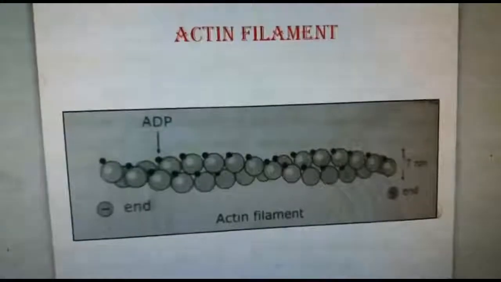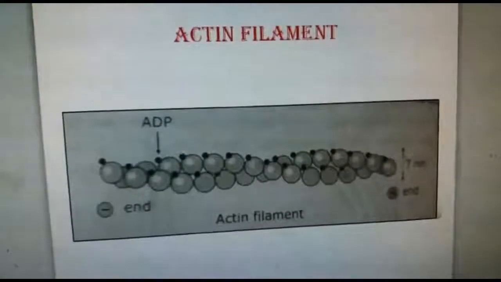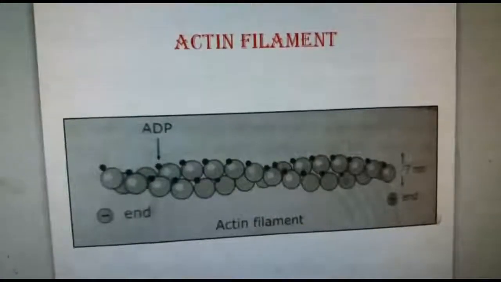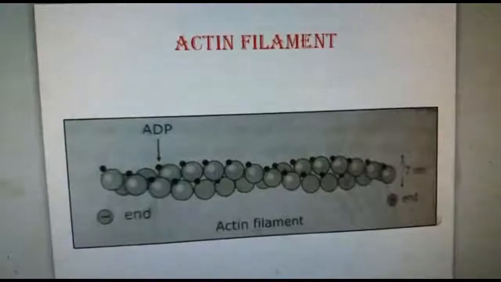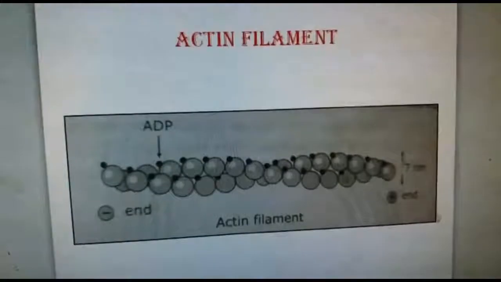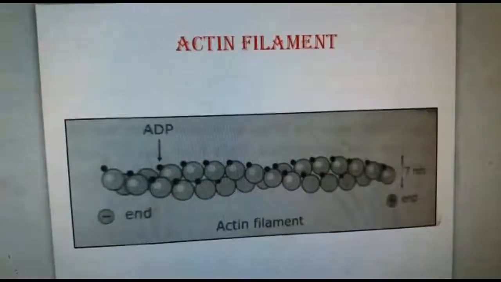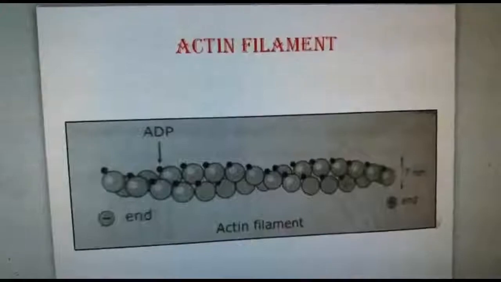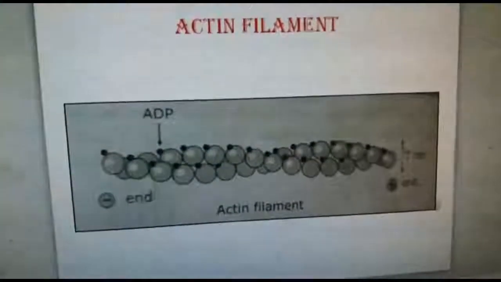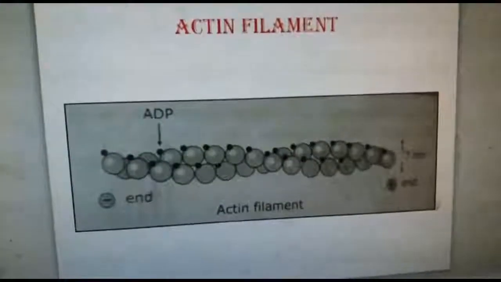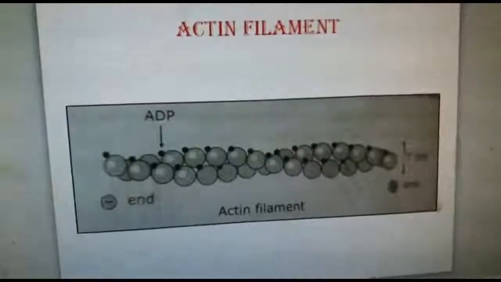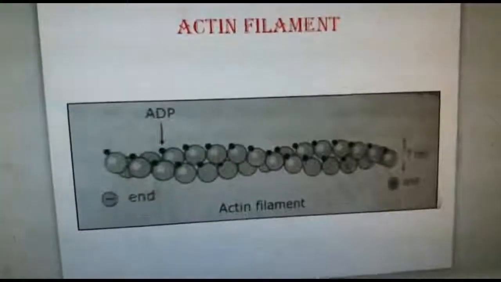Like a microtubule, an actin filament is a polar structure with two structurally different ends: one a slow growing minus end and the other a faster growing plus end. The minus end of an actin filament is also referred to as the pointed end, and the plus end is called the barbed end. The plus end polymerizes at up to 10 times the rate of the minus end. So you can understand that the plus end will increase at a faster rate.